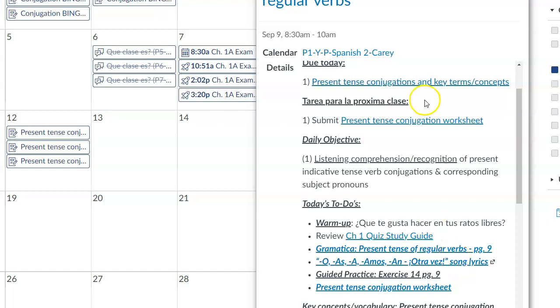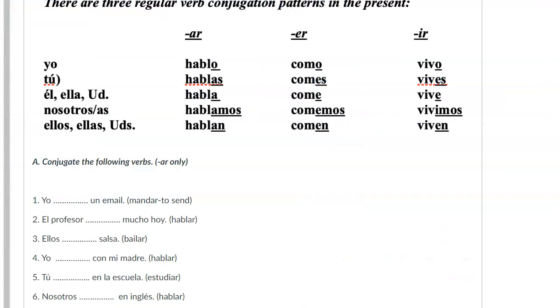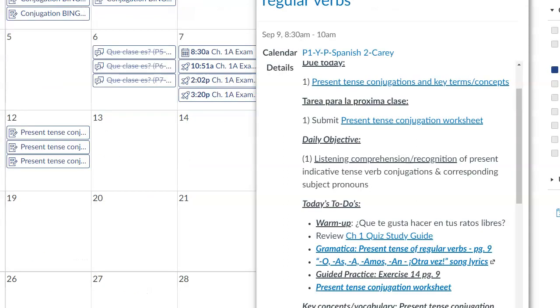So that worksheet, the one I just shared with you before, this bad boy right here, that's due by next class, and that's your only homework, y'all.